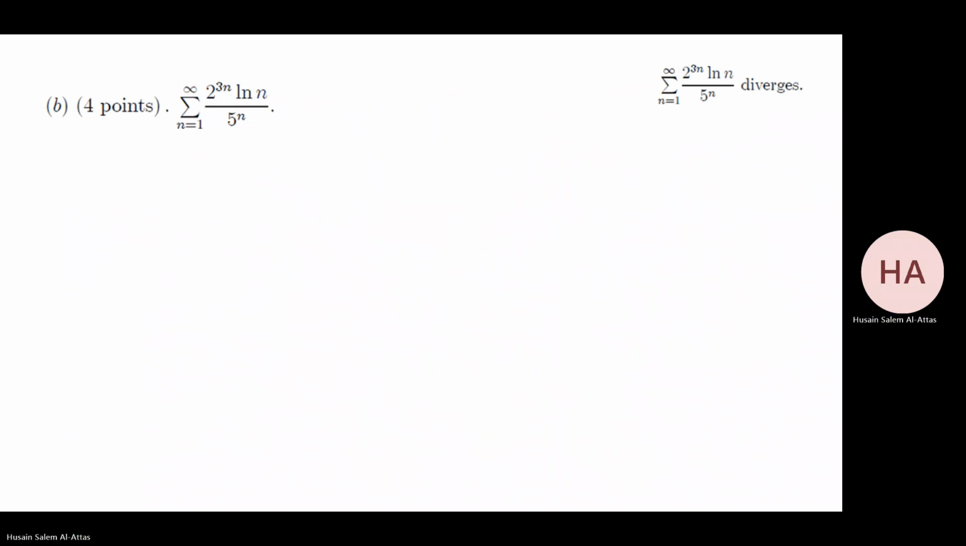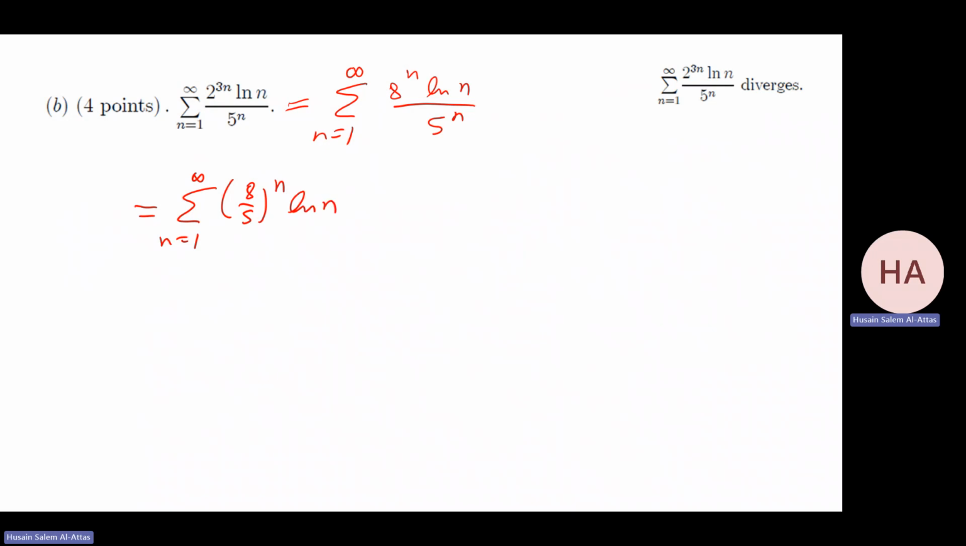This one is 2 to the power 3n times ln n over 5 to the power n. This one will be the summation from n equal 1 to infinity of 8 to the power n ln n over 5 to the power n. In other words, 8 over 5 to the power n times ln n. So the nth term is this one. Notice the limit as n goes to infinity: this number is greater than 1, so any number greater than 1 to the power infinity will be infinity, so that will be infinity.